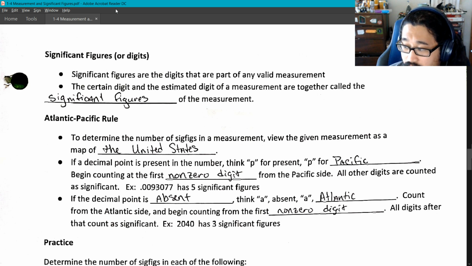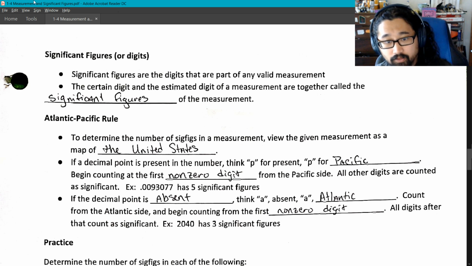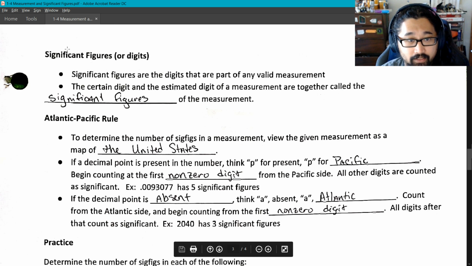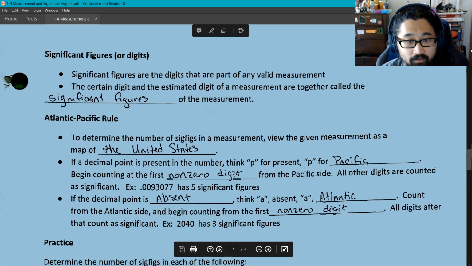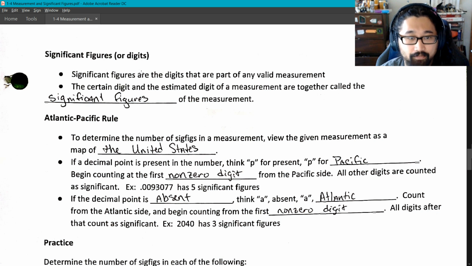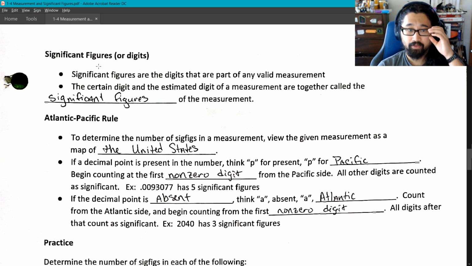I will very often abbreviate significant figures to just Sig Figs, right? Sig Figs right here. So significant figures are, I hate to say this, but they're the important part of a measurement. You're going to be taking a bunch of measurements this year, but not all the parts of the measurement are as important as other parts. So the certain digit and the estimated digit of a measurement are together called the significant figures of the measurement.